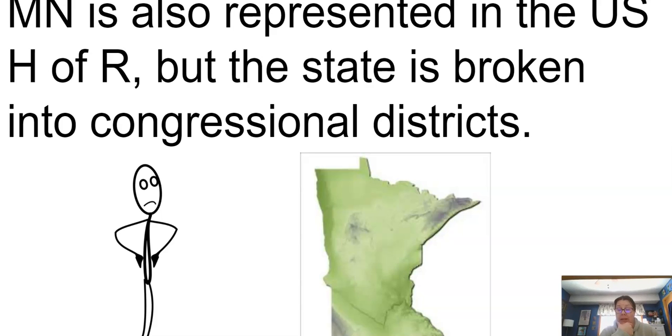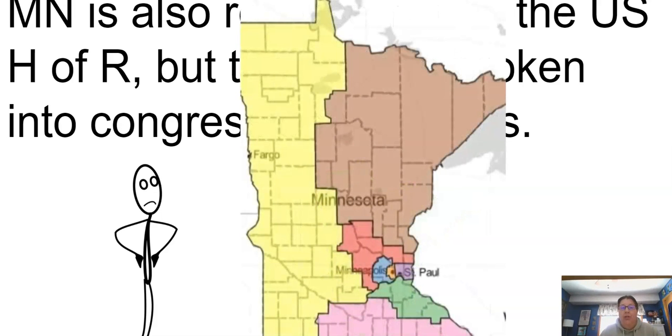Minnesota is also represented in the U.S. government in Washington, D.C., and how we divide that state is we break them into congressional districts. So when we look at Minnesota, Minnesota is actually broken into 8 congressional districts. There are 435 congressional districts throughout the United States. Okay. And this is the part of our government that is divided by population. And you're going to look at the activity that you're going to work on after this.